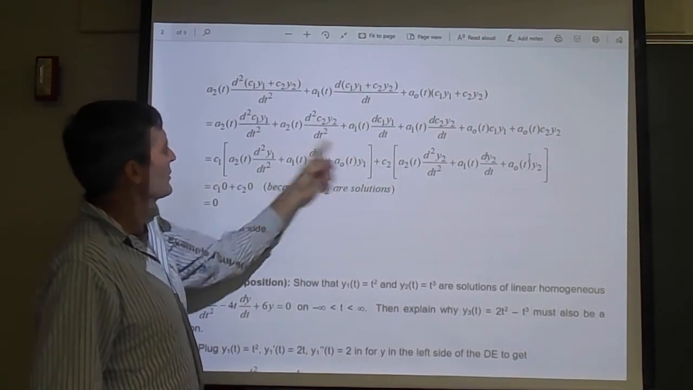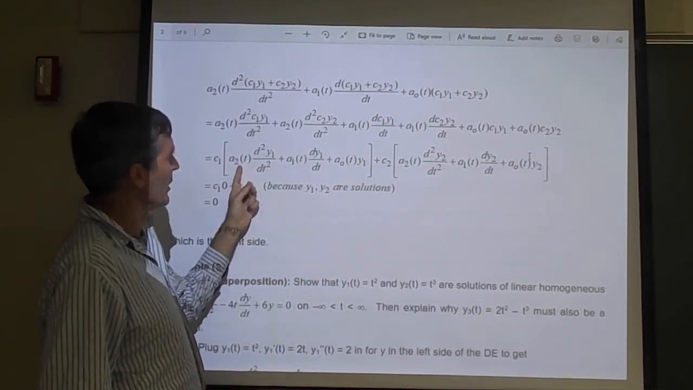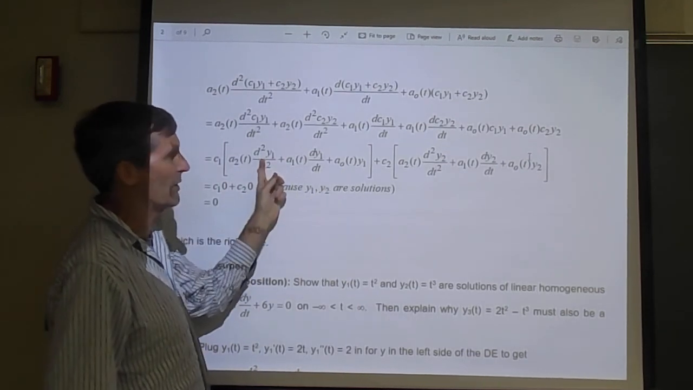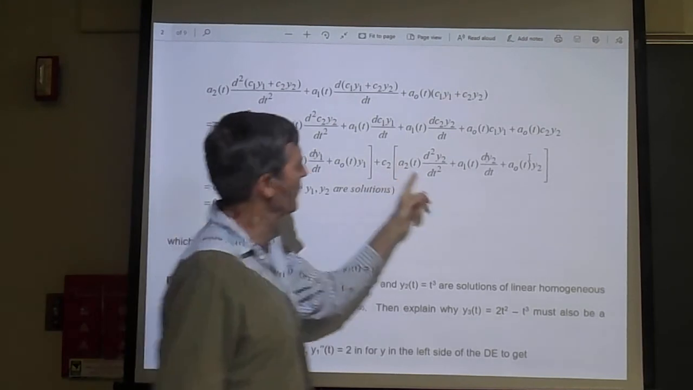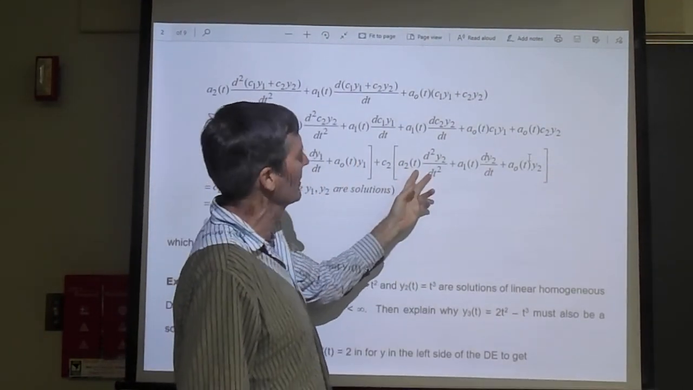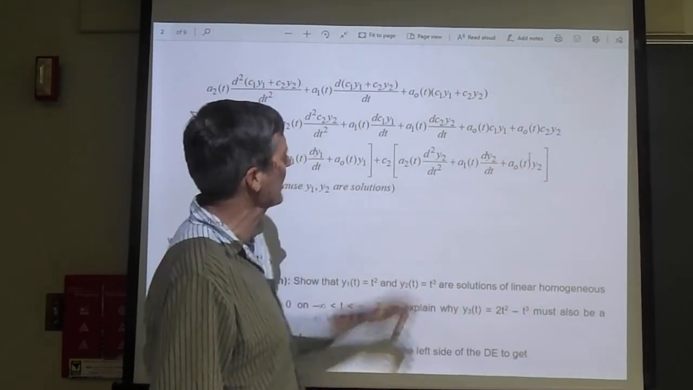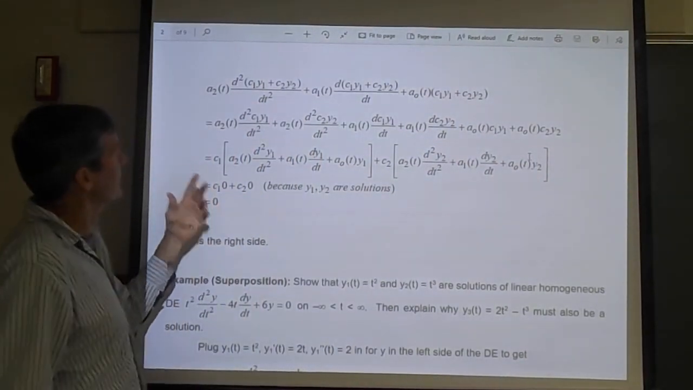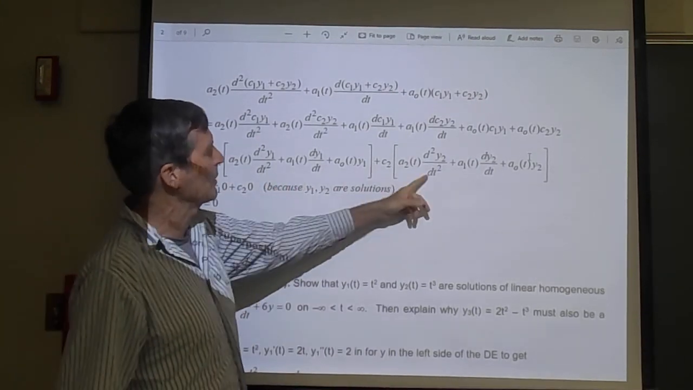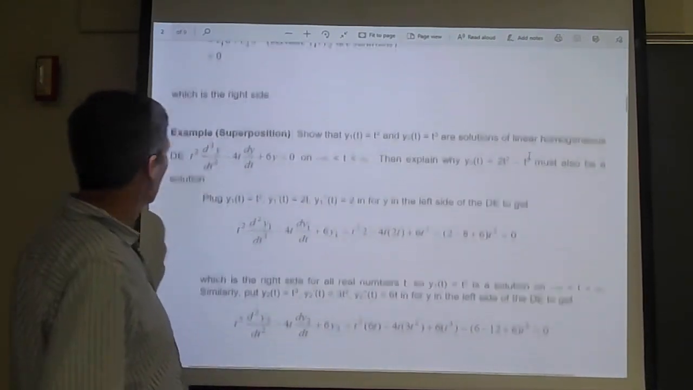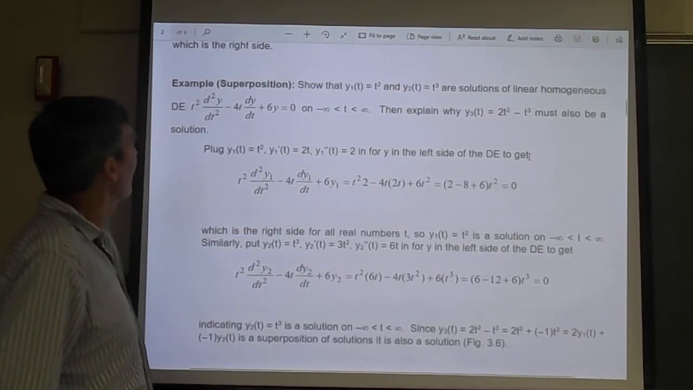But now, the assumption was that y1 is a solution of the differential equation. If so, this is the left side of the differential equation. If y1 is a solution, it has to equal the right side, 0. Similarly, if y2 is a solution, this has to be equal to 0, right? This was the left side, and the right side was 0, so you replace that with 0. So you have c1 times 0 plus c2 times 0, which is 0. So it shows that under the assumption that y1 and y2 were solutions, c1 y1 plus c2 y2 is also a solution. Superposition principle proved.